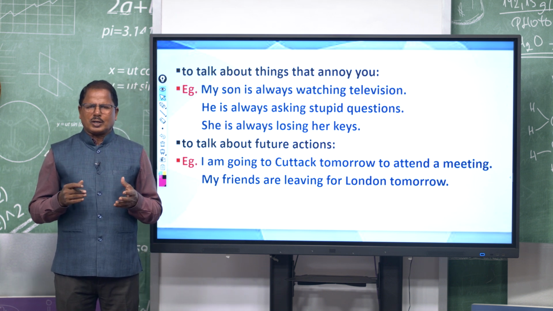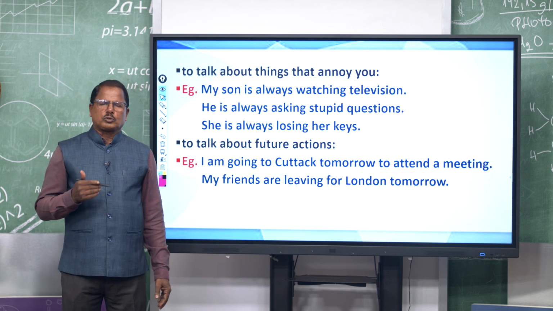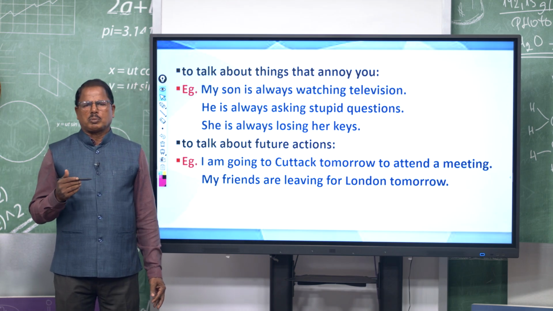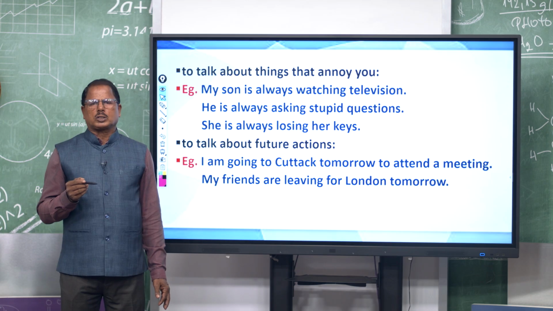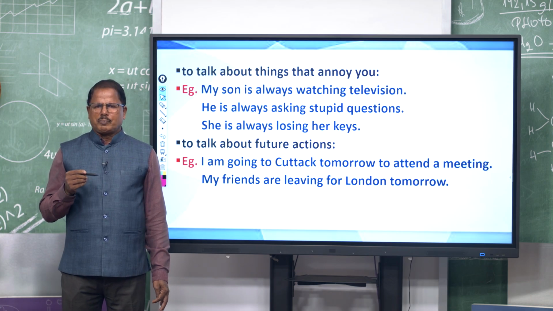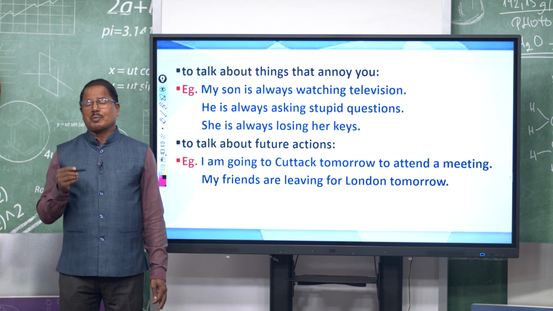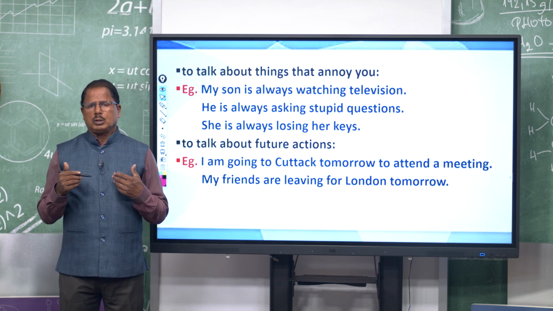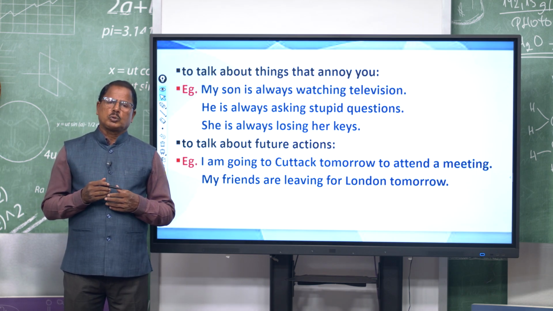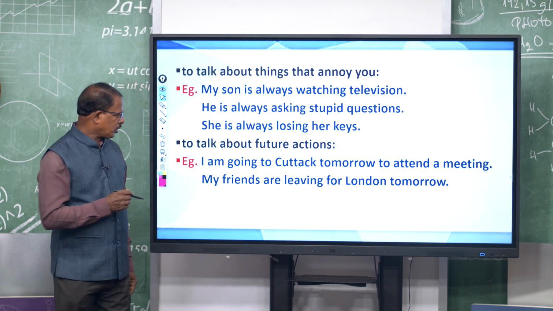To talk about future actions, we can also use progressive form for future action. If I have already decided where to go tomorrow, I am going to Cuttack tomorrow to attend a meeting. My friends are leaving for London tomorrow. They have already planned. If you have planned, you can use progressive form to talk about future time, right.